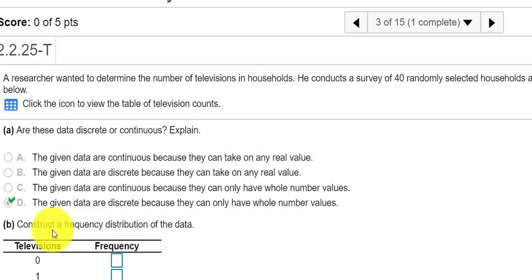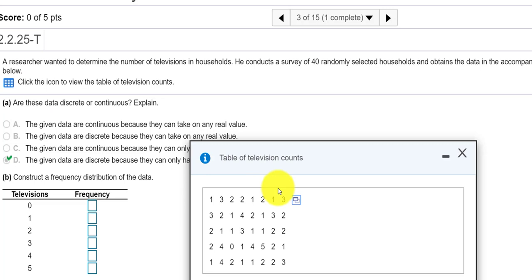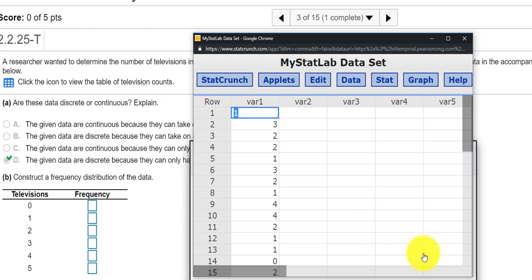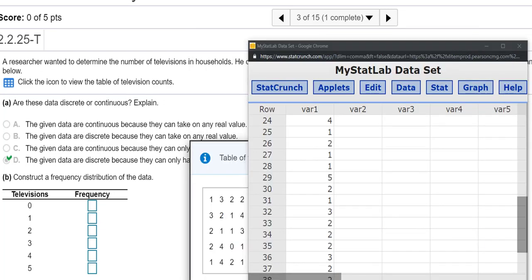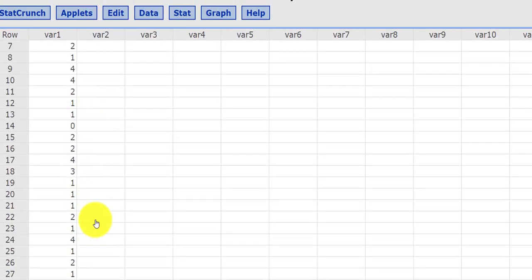Next, it says to construct the frequency distribution of the data. So this is similar to what we did in question number 2. If I click on the table, here's all my data. So it's quite a large amount of data. So let's open this up into StatCrunch and see what we have. Okay, so I have to look through my data and see how many times did 0 occur, how many times did 1 occur, 2, and so on. So maybe we can sort our data. It might be easier to come up with those counts.